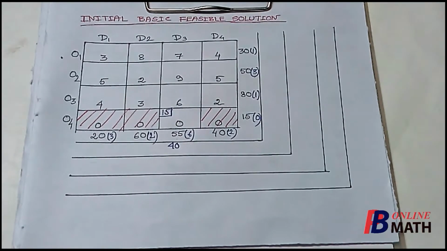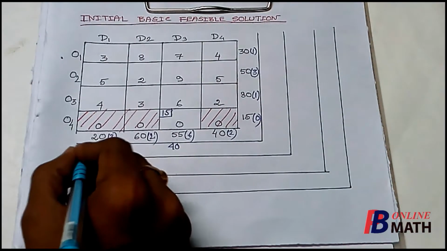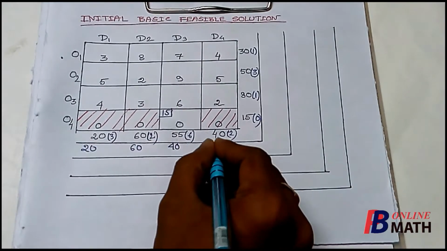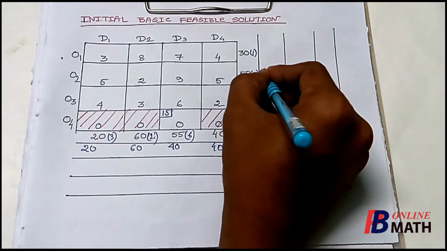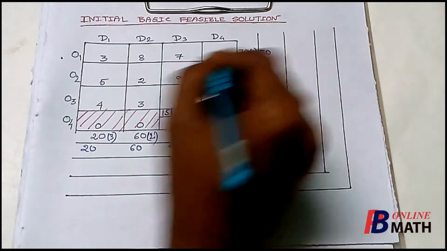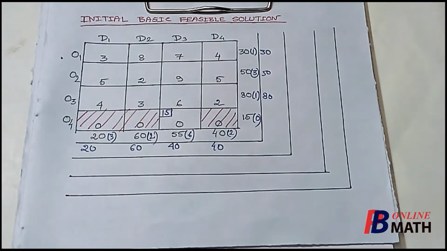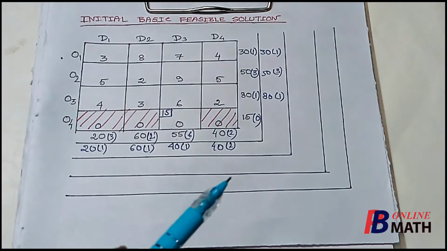Now we shall write the revised capacities of the origins and the revised demands of the destinations. We write here these are 20, 60, 40, 40, 80, 50 and 30. Again we shall find the minimum element and the next minimum element from each row and each column, and we shall write the differences within a bracket. Here we have written all the differences within a bracket besides the capacities and demands.